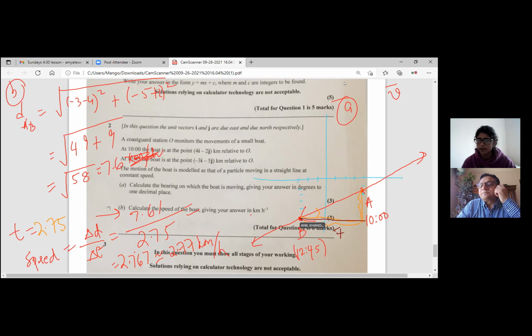Change in x is 7 units. And change in y is how much? 3 units, right? Correct. So I'm making it very simple for you. The change in y is 3 units, as you can see from these figures, and the change in x is 7 units. This angle is the theta angle. So what is tan theta equal to? Opposite over adjacent, so 3/7. So theta is tan inverse of 3/7. Find it out.